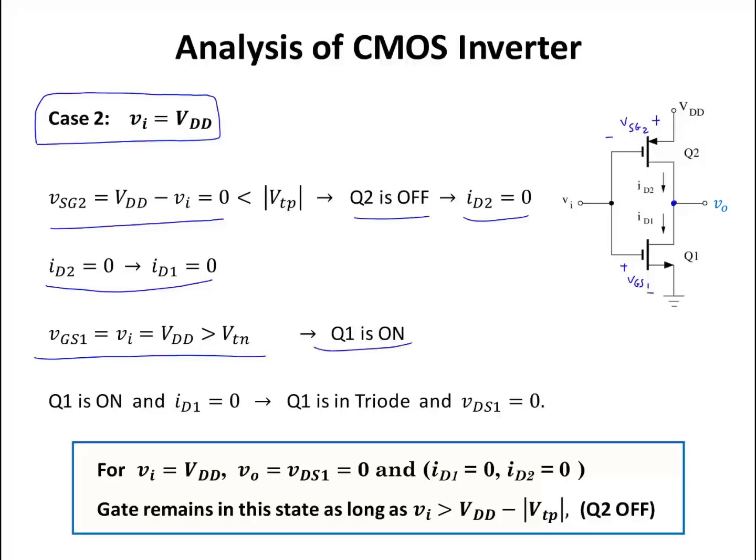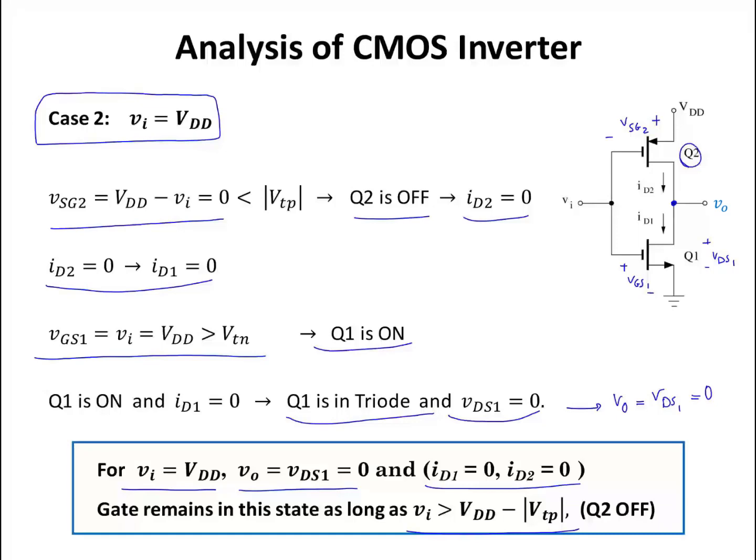Now I have the same case. Q1 is on, ID is equal to 0. I know that Q1 is in triode mode, and the voltage of drain to source for transistor 1 is equal to 0. That is the same as Vout. Vout equals VDS1, and that's equal to 0. So when Vi is high, or at VDD, Vout is equal to 0, and again in this state ID1 and ID2 both are equal to 0, and you have 0 power dissipation for this state. And the gate will remain in this state as long as Vi is greater than VDD minus VTP, so that transistor 2, this Q2, is off.